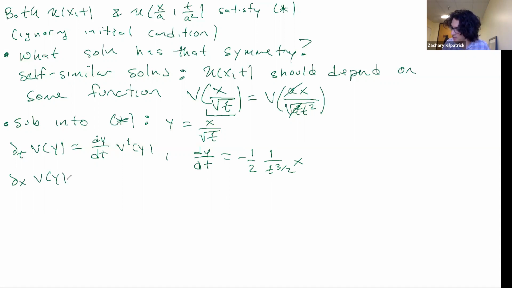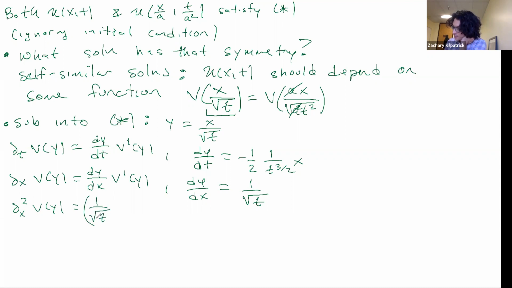The x of v of y is going to equal dy dx v prime of y, and dy dx is just equal to 1 over the square root of t, and then dx squared of v of y is equal to 1 over the square root of t multiplied by, again, 1 over the square root of t, v prime prime of y, okay?